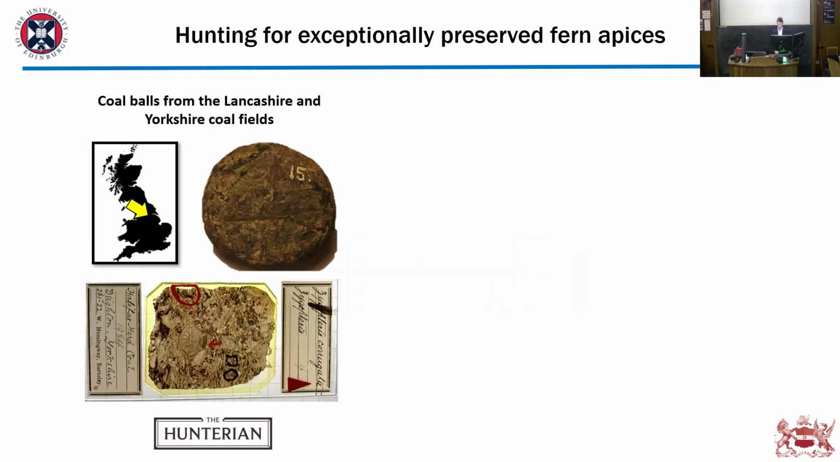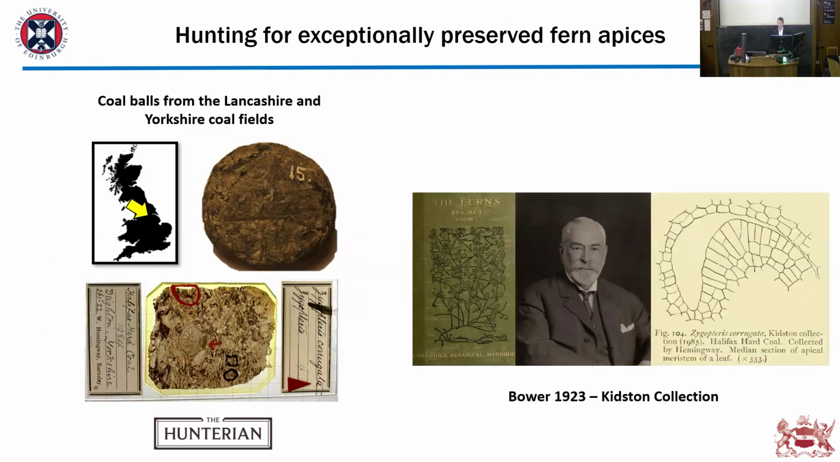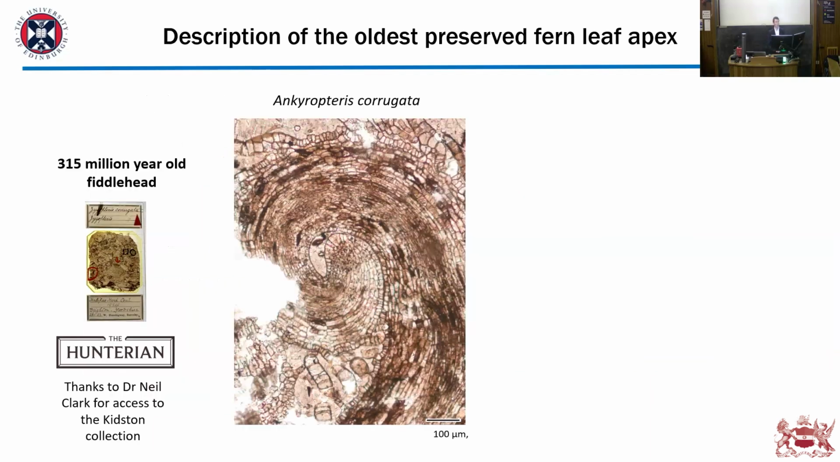And it had been reported just over 100 years ago by Bauer, one of the leaders of work on ferns more generally, in his book on the ferns in 1923, of an example from one of these Carboniferous thin sections of the apical point of a leaf. And again, what's amazing about this is this specimen was in the Kidston collection, and therefore we could actually go and have a look at this specimen again. So this specimen is now in the Hunterian Museum over in Glasgow, and a big thanks to Neil Clark for allowing us to look at it and re-image it.